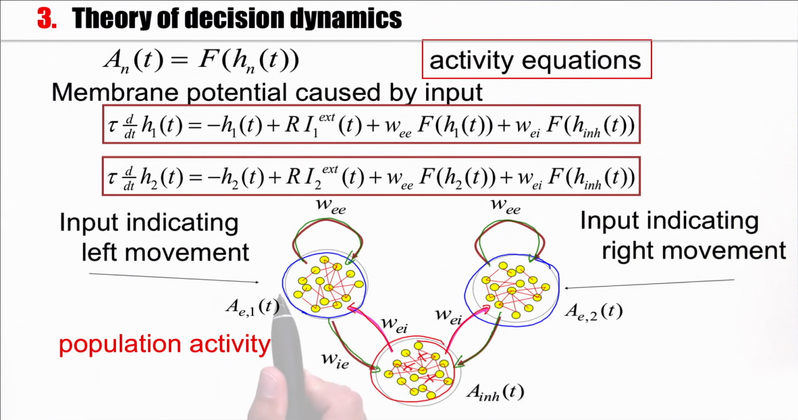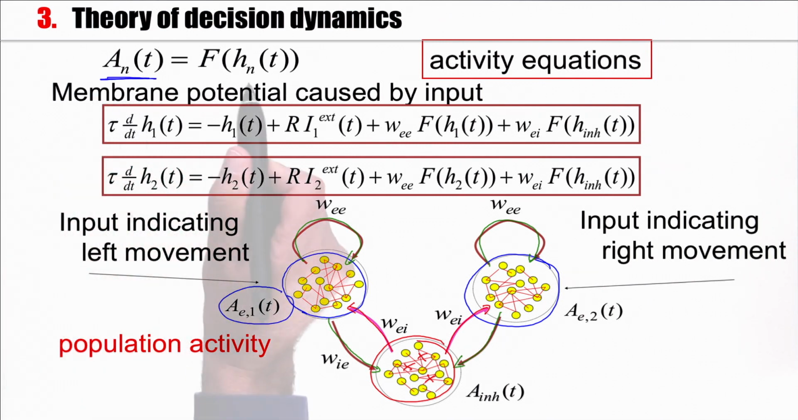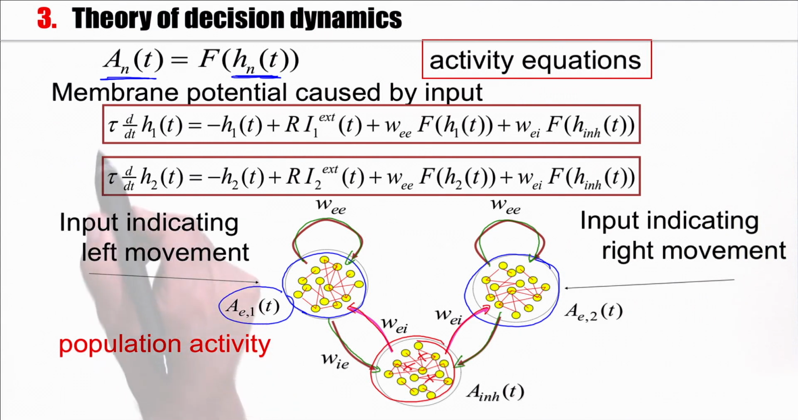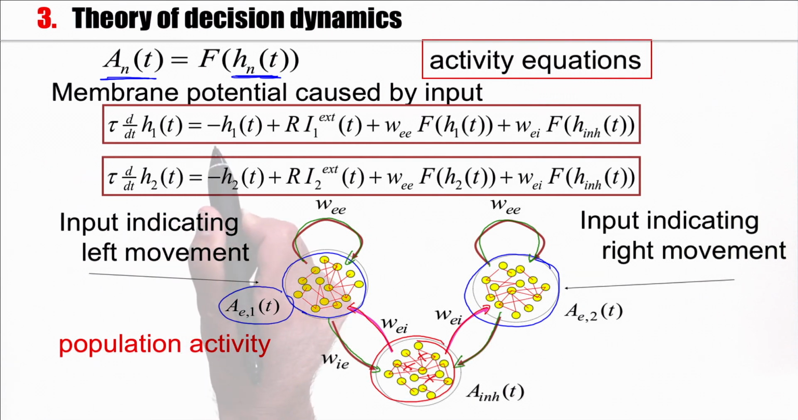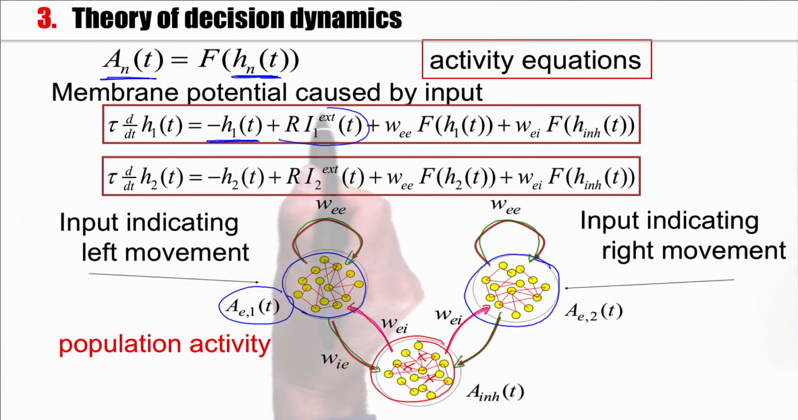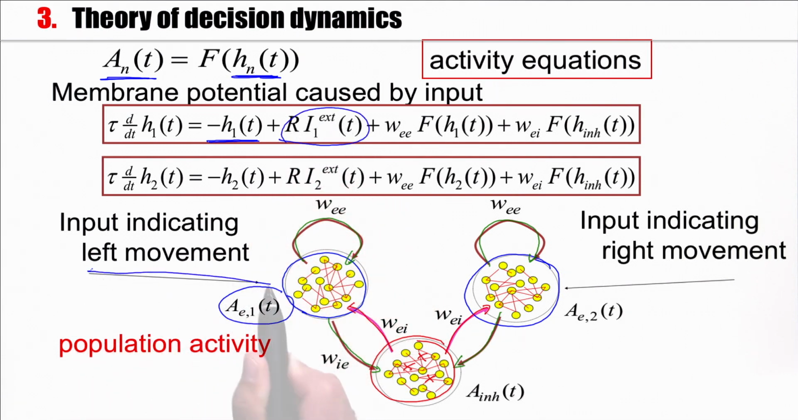So now let's look at the activity of this population here. The activity depends on the membrane potential, more precisely on the input potential, the part of the membrane potential that's caused by the input. And we use the differential equation for the population activity. So we can say the derivative of the input potential, the temporal derivative, is given by a decay term. Then the external input into this population that we are looking at, my first population here.